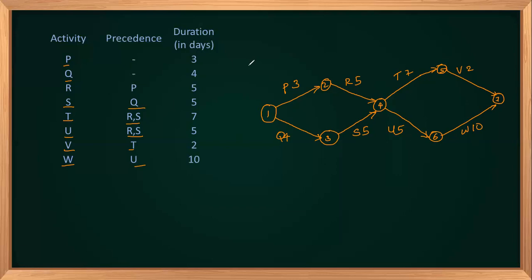Okay. Now, what are the possible ways in which we can go from 1 to 7? 1 is my starting node for the project, and 7 is the finishing node of my project. So from 1 to 7, what are the possible ways I can do that? These are known as paths. So I want to estimate the possible paths. Starting this way, that will be P, R, T, V. This is one path, right?